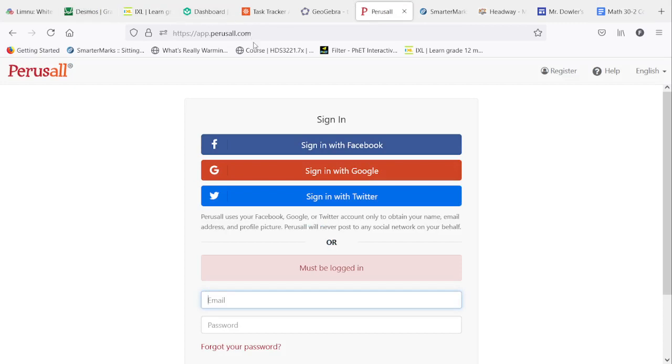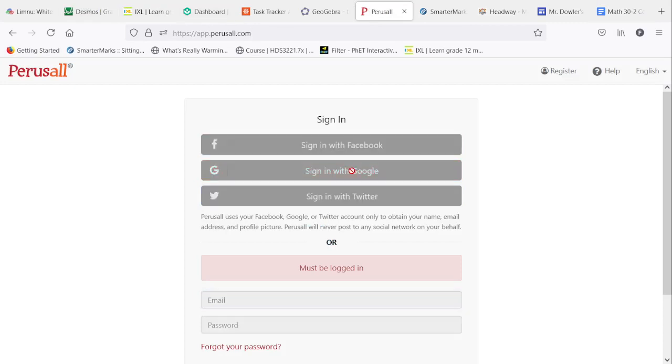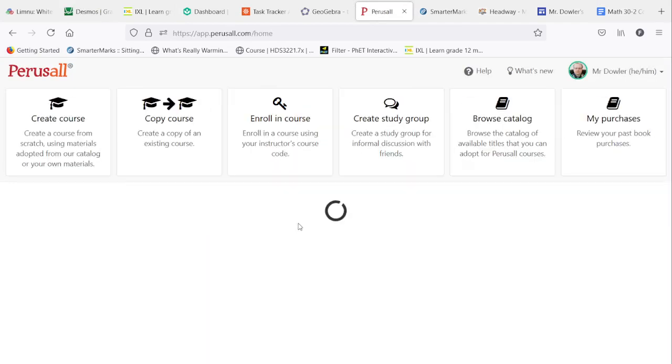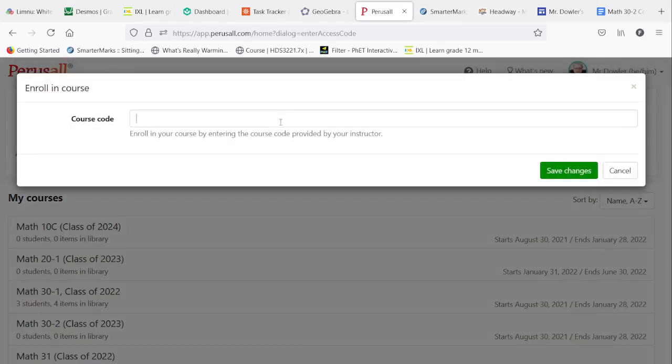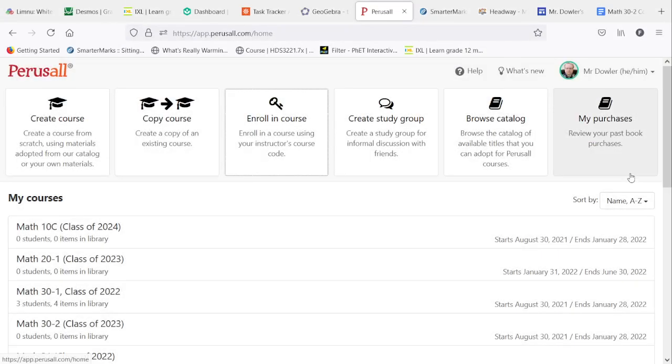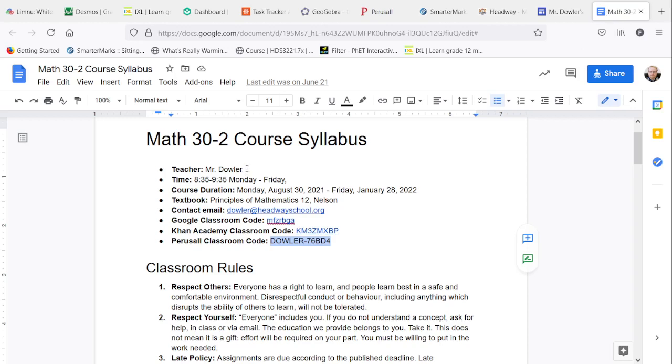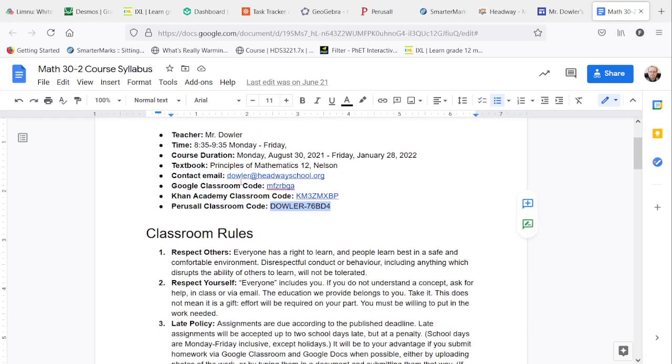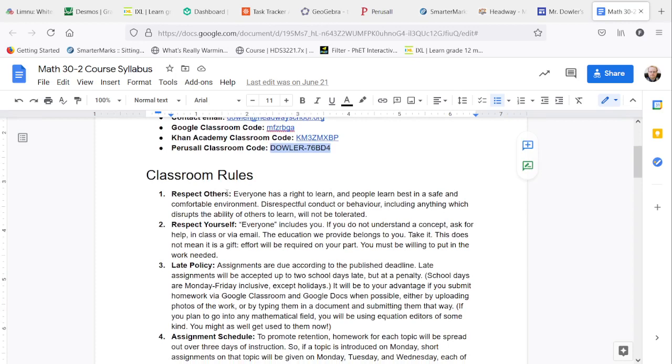You go to perusal.com, sign in with Google, and use your @Headway account. You can enroll in a course, and you put the course code here, and it will put you in the appropriate course. The classroom rules have not changed since last year.